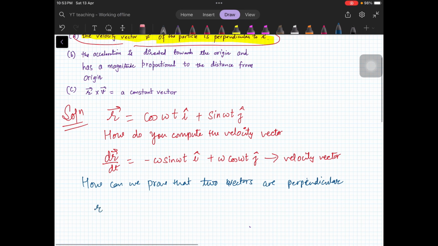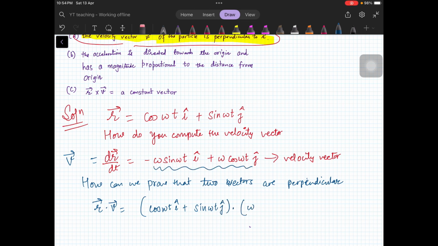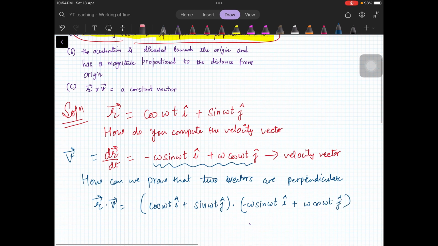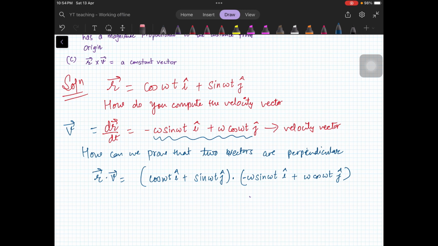This is your velocity vector, call it v vector. So if we look at the dot product of r and v vector, your r vector is cos of omega t i cap plus sine of omega t j cap, and the dot product with the v vector, which is minus omega sine of omega t i cap plus omega cos of omega t j cap. We know how to take the dot product. We multiply the i components, this and this here, so we get minus omega sine of omega t cos of omega t.